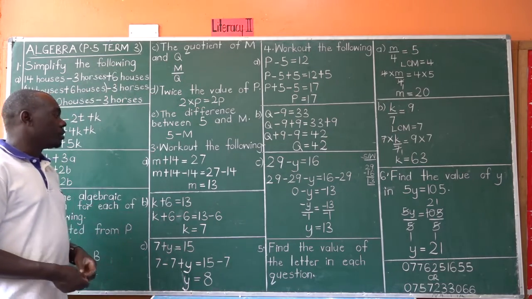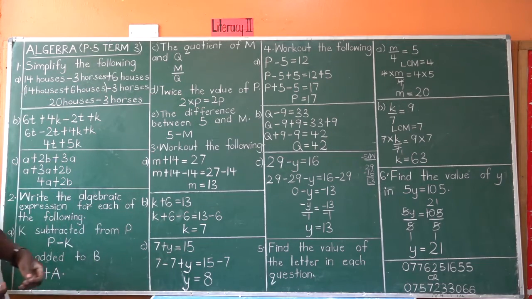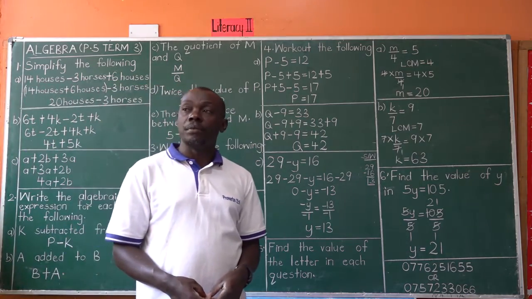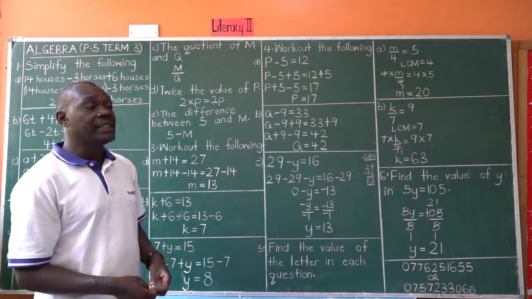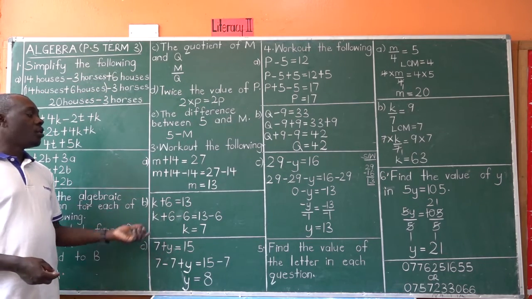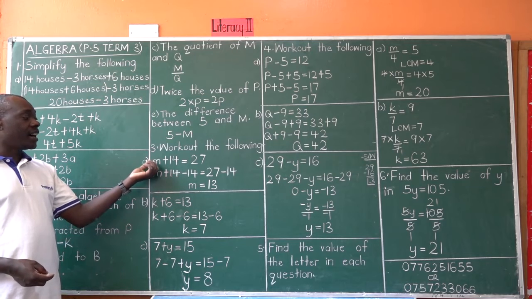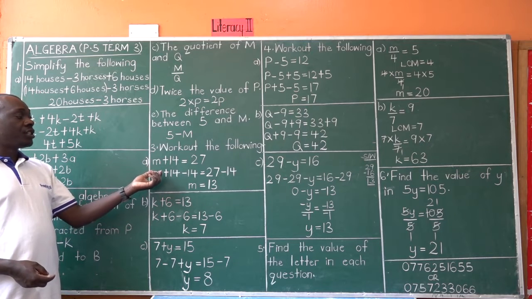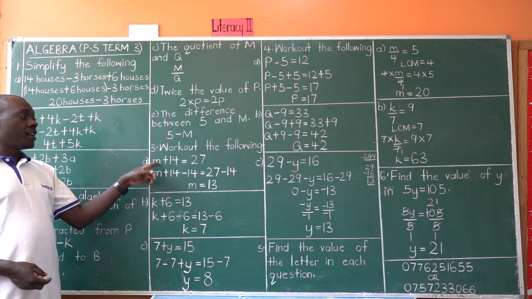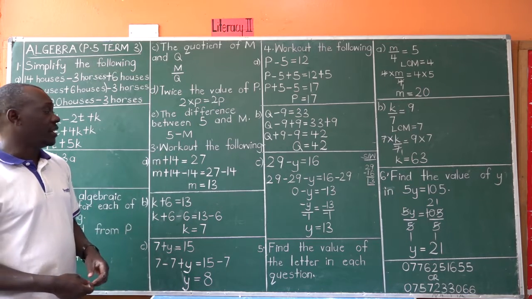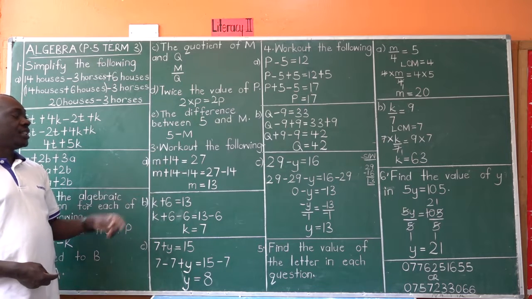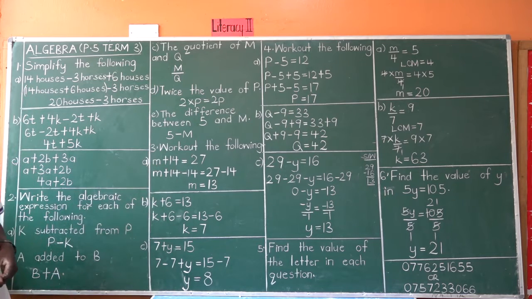So then we go to number 3. I've reached solving equations, so solving equations of algebra. Find the value of M. What replaces M to make this statement correct, where the value of M plus 14 you get 27? Now, what is added to 14 to get 27?